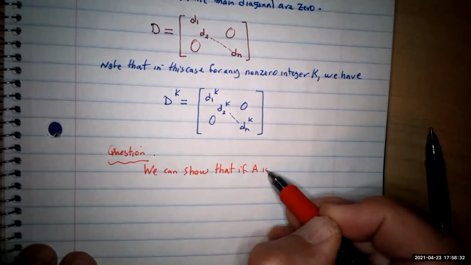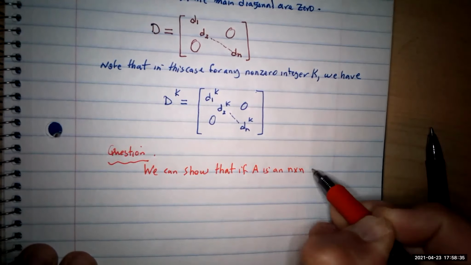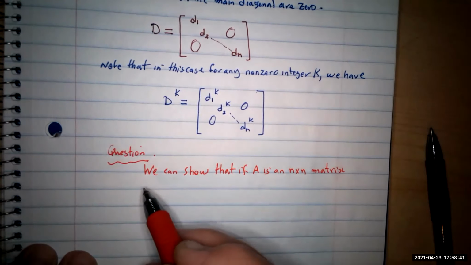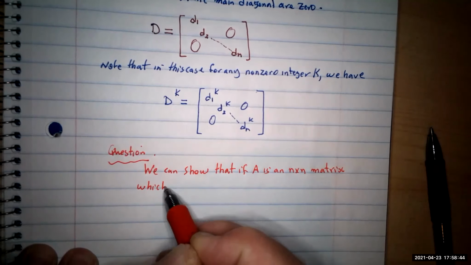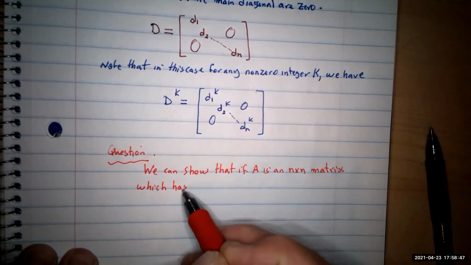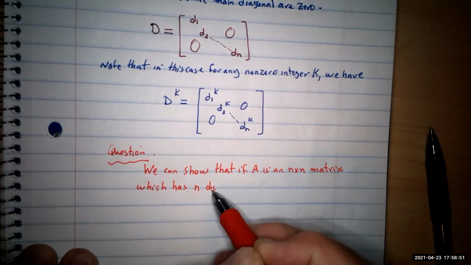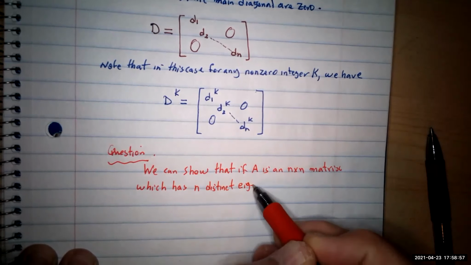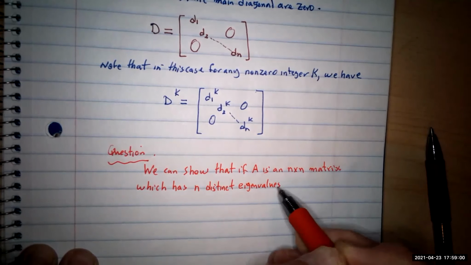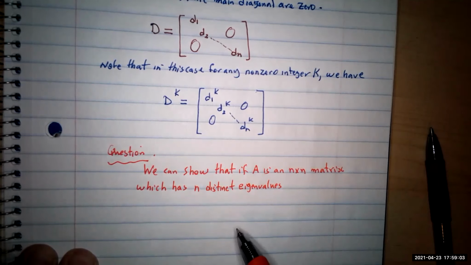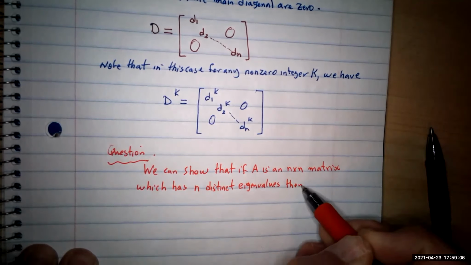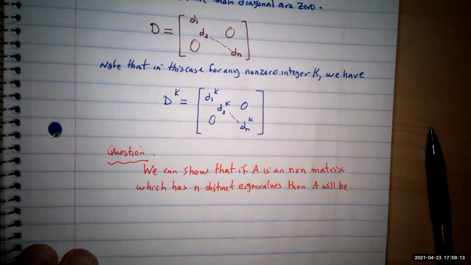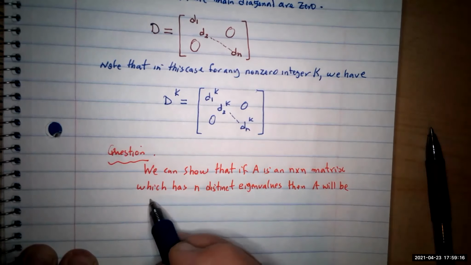is an n by n matrix which has n distinct eigenvalues, lambda 1, lambda 2 to lambda n, then A will be, let's say, similar. What does similar mean? We are going to talk about it later.